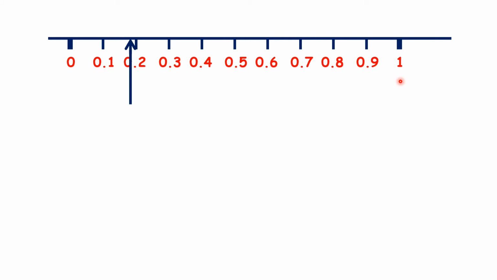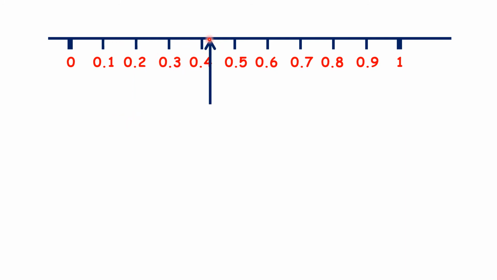So let's try something more difficult. What number is the arrow pointing to here? Well, it's between 0.1 and 0.2, but it's not exactly halfway between. It's closer to 0.2. So I would estimate that it's at 0.18, perhaps 0.17, maybe 0.19, but definitely more than 0.15.